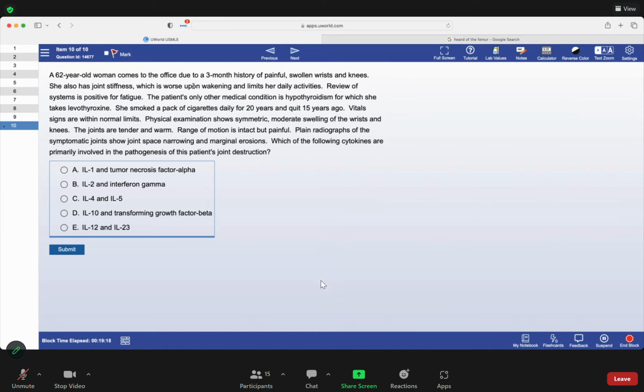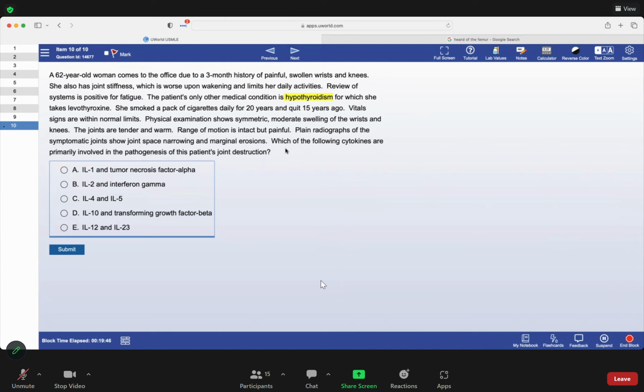A 62-year-old woman comes to the office due to a 3-month history of painful swollen wrists and knees. She also has joint stiffness upon waking. Review of systems is positive for fatigue. So she has a lot of systemic symptoms. The patient's only other medical condition is hypothyroidism. Why are they bringing that? That's also an autoimmune disease, okay? So they're trying to say one autoimmune, so you could think the other one. So it's rheumatoid arthritis, basically this patient has it, folks, okay?